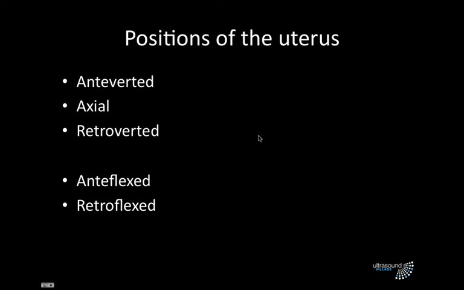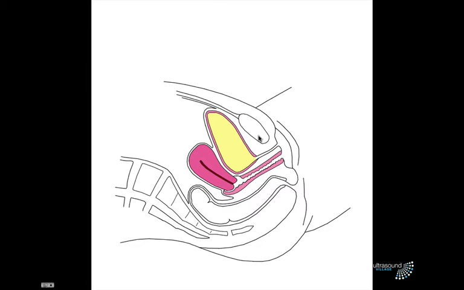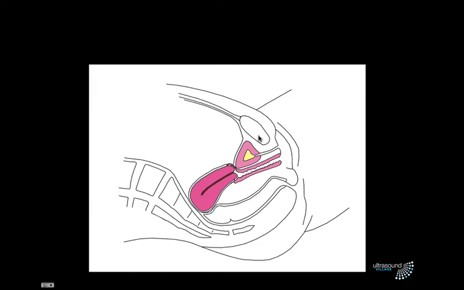The other thing that's complicated is that the uterus isn't always anteverted. It can be axial, which means it's in the line of the vagina, or it can be retroverted, which means facing backwards. So here is the standard anteverted uterus. Here it's in a more axial position, but it can be in this position even with an empty bladder. And here is a retroverted uterus.